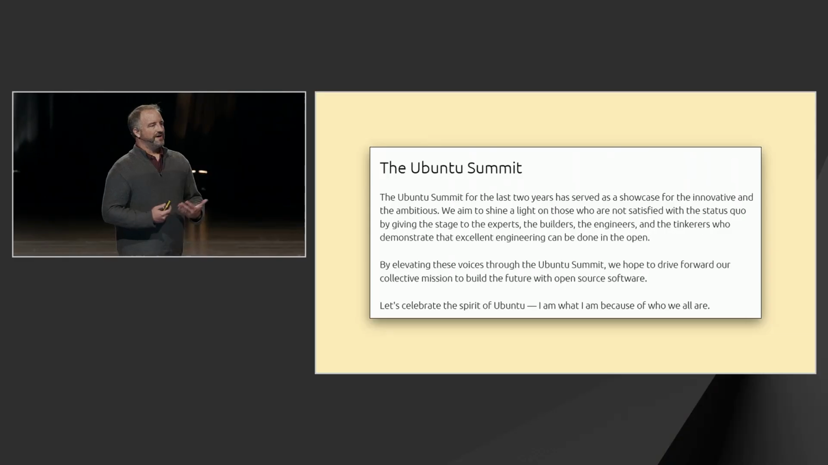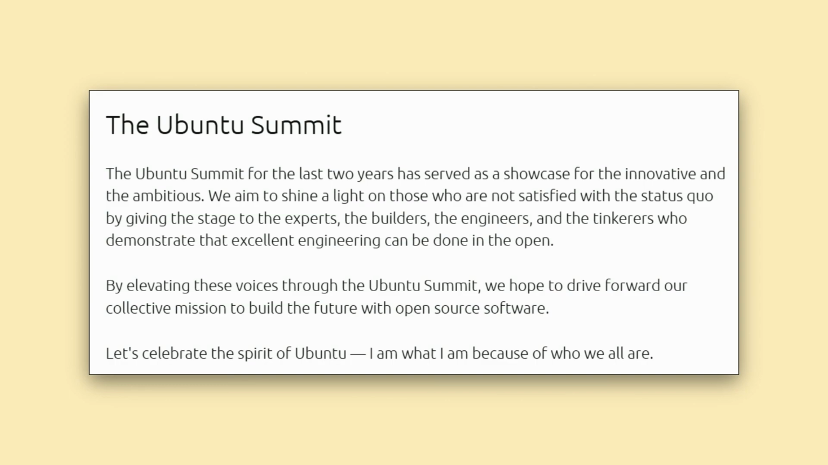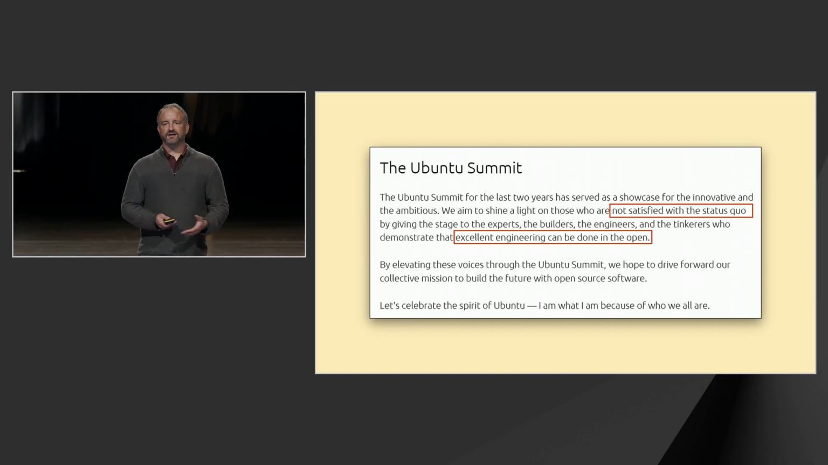I was thinking about what I wanted to present today, so I took a look at the Ubuntu Summit website, and this paragraph that I have up there is, I think, kind of the theme for the talk, why we're here. There were two phrases out of this that really stood out to me. The first one was that we were looking for people who are not satisfied with the status quo, who would like to see better and more reliable software. And the second is this idea of doing excellent engineering in the open.